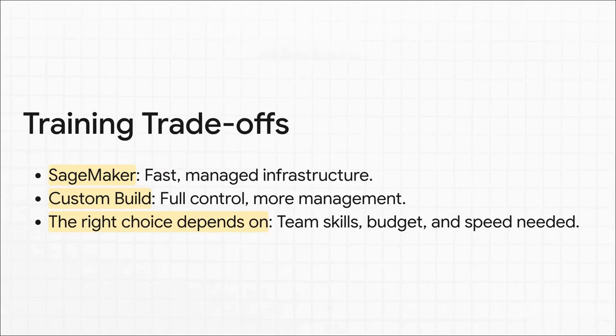So let's talk about this trade-off, because it's so important. If you're a startup and you need to validate a new idea like yesterday, SageMaker speed is going to be your best friend. It just abstracts away all the infrastructure so you can focus on the model. But if you're a big company with a research team that needs some very specific bleeding-edge library, you're going to want the total control of a custom build. The right choice here isn't just technical. It's about matching the tool to what your team really needs.